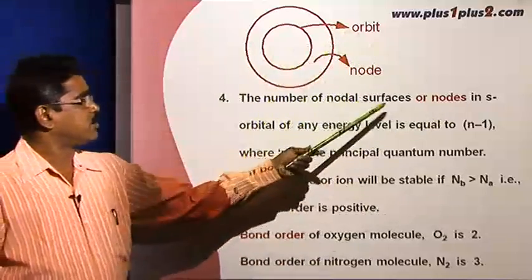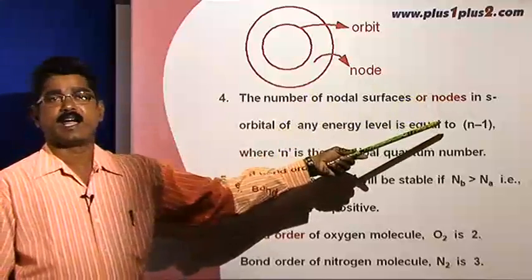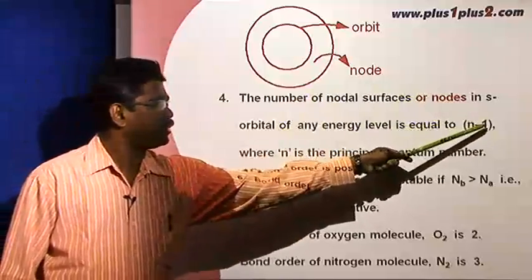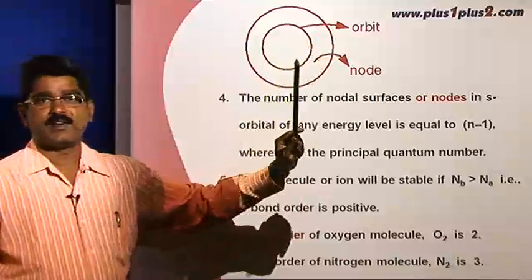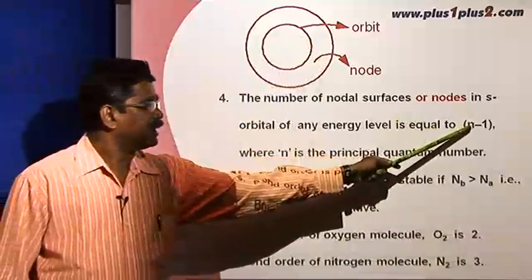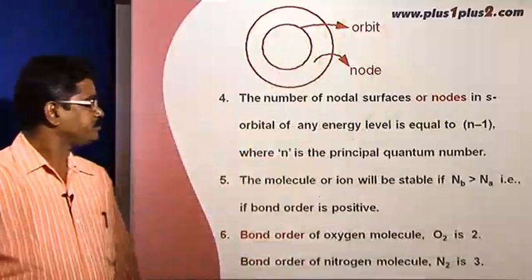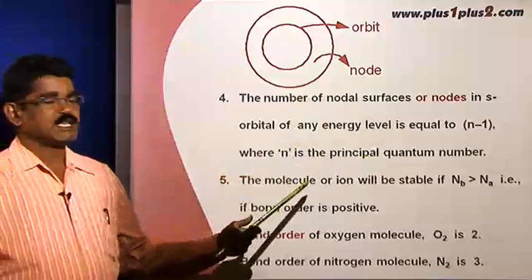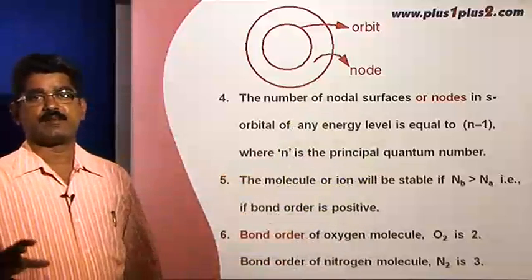So, the number of nodal surfaces or nodes in s orbital of any energy level can be calculated using the formula n minus 1. Why do we subtract number 1 from n? Because between the nucleus and the first orbit, we do not have any node. That is why the orbit number is subtracted by 1 in order to get number of nodes, where n is the principal quantum number.